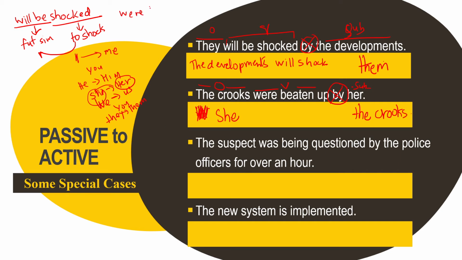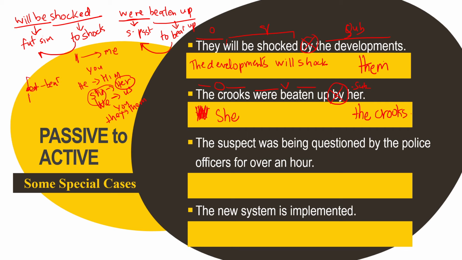Were beaten up. Okay, so from were you need to figure out the tense. This is simple past. Beaten up, you need to find out the verb. To beat up. Put this verb in this tense. The past tense of beat is not bait and it is not beaten. Okay, the past tense of beat is beat.